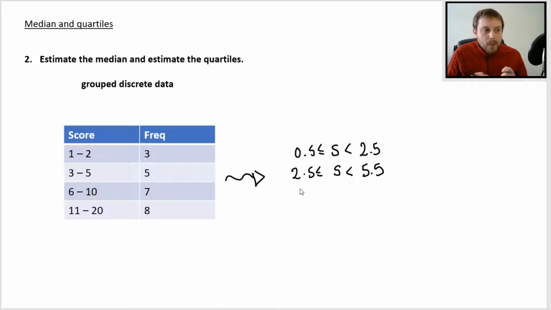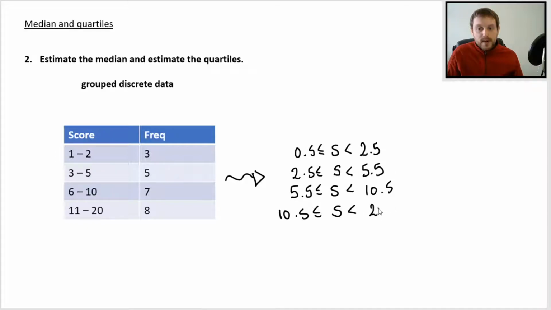What we're doing is we're basically making the endpoints meet and replacing this discrete data with intervals, pretending it's continuous. So we're pretending that you could have got a score of 2.53 and it would just so happen to round to 3. That's what we're doing. Then 5.5 up to 10.5, and then 10.5 up to 20.5, and you've got the same frequencies, so 3, 5, 7, and 8.